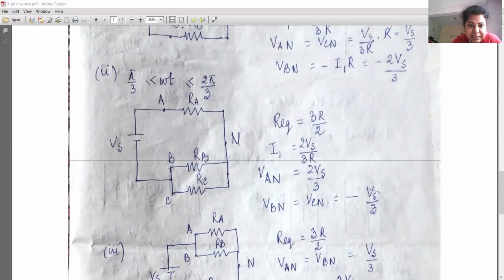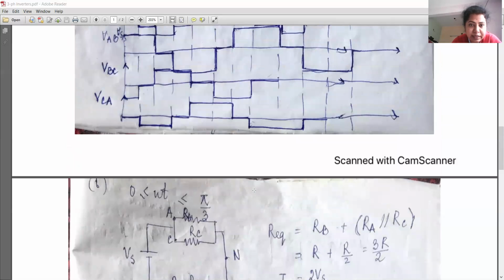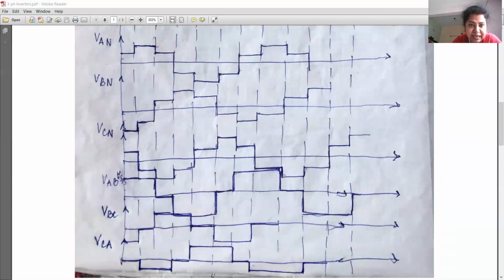Now in the next interval again similarly, that is for the interval 60 degree to 120 degree, we see that the positive terminal is connected to terminal A and the negative terminal is connected to both B and C, so they are in parallel and we get the values of VAN as 2 Vs by 3 and for VBN and VCN as minus Vs by 3, and we draw the waveforms for the second interval.